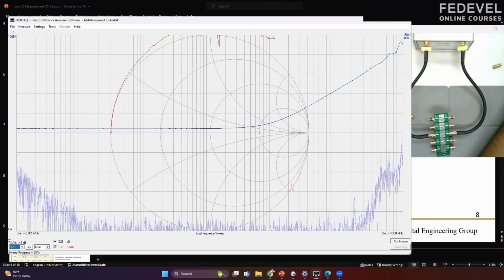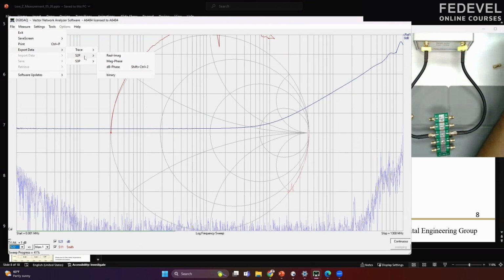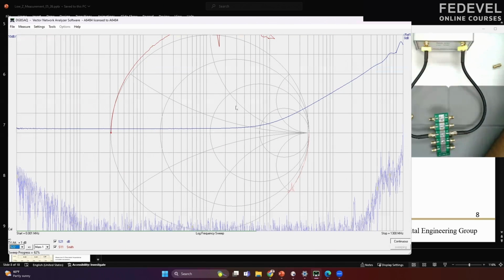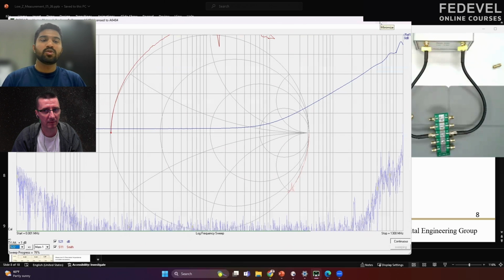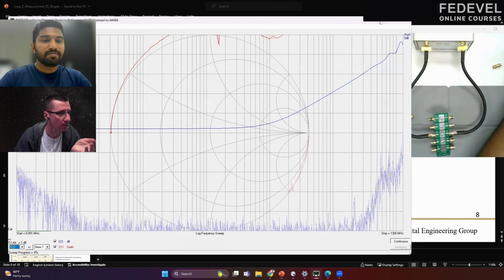So the next step is we go to file and we export the data. Because it's a 2-port measurement, this is an S2P file, and we export that file in the magnitude phase format, and we can save it wherever we want. And then we can pull that file into a free software that we are going to use. It's called Qucs. We're going to use that software to plot the measured data as well as simulate or hack the data.